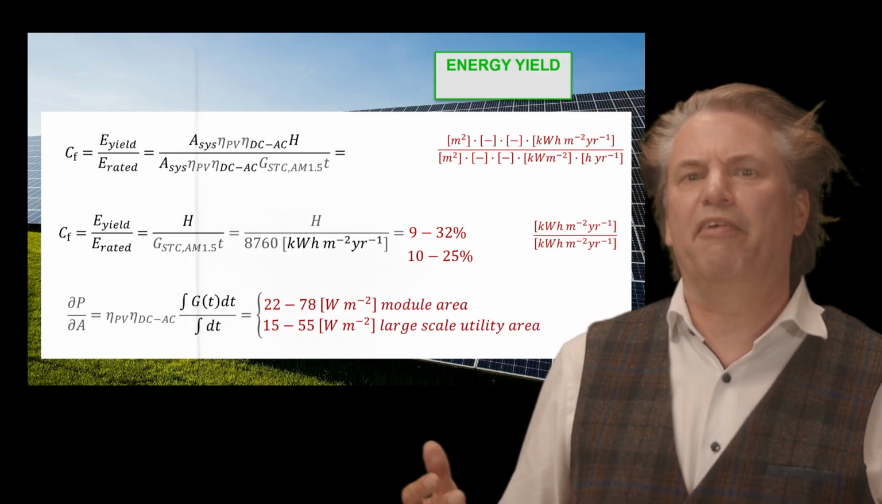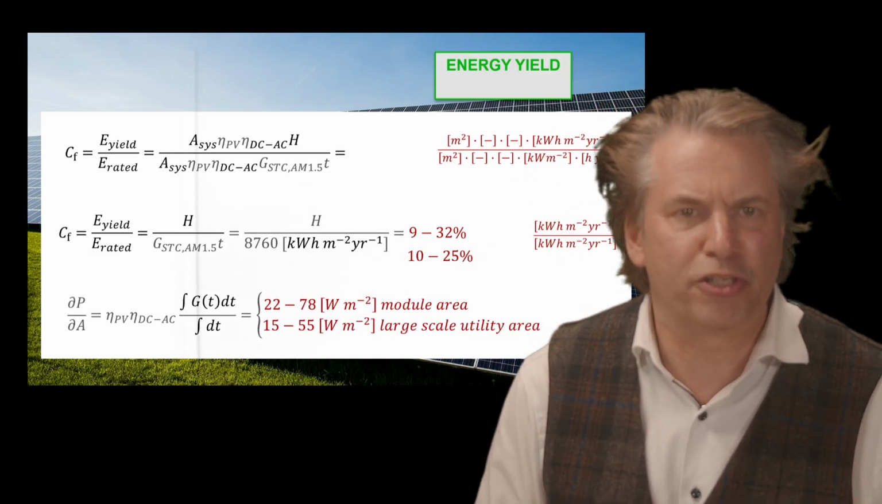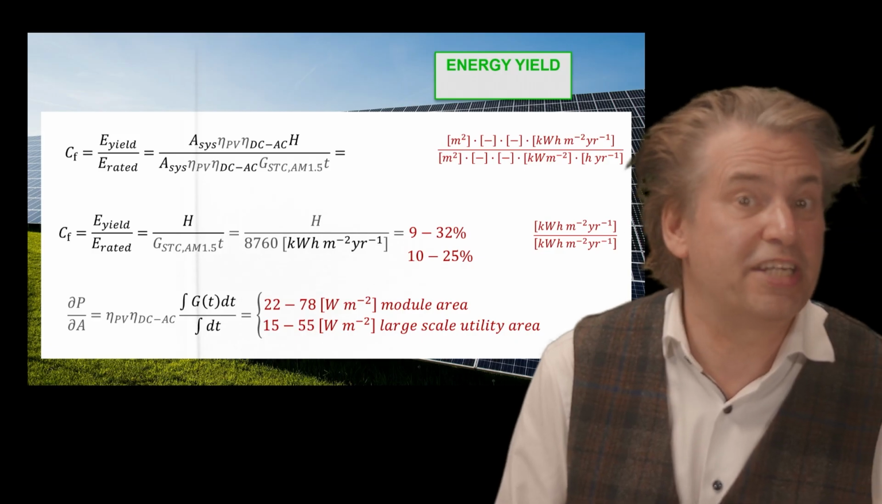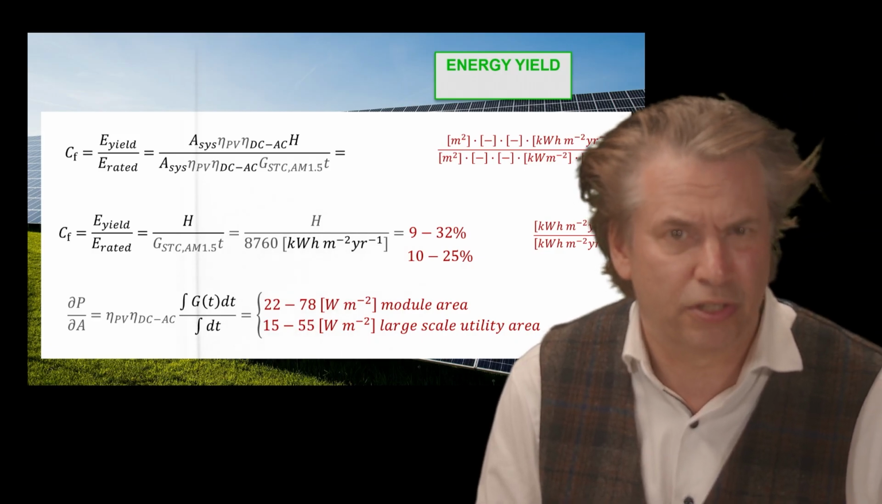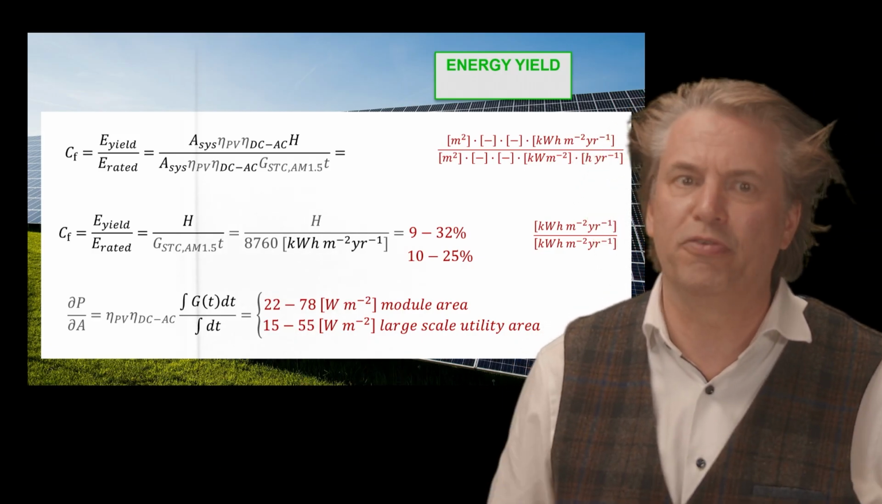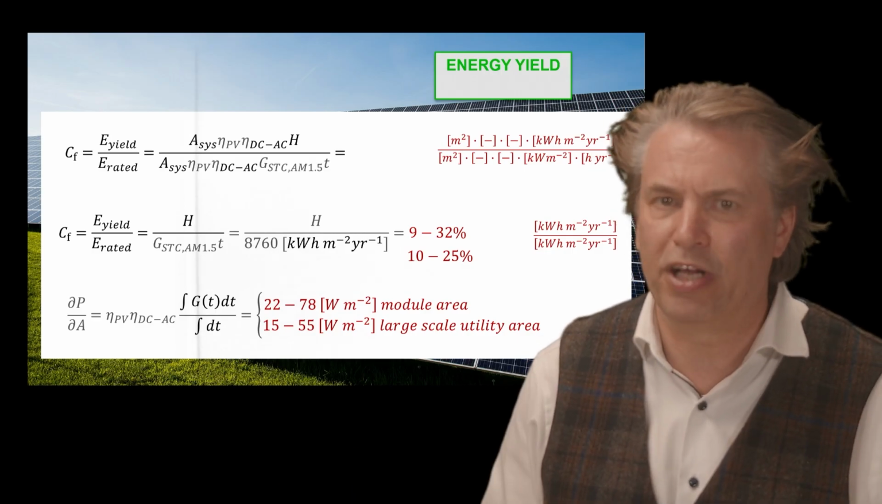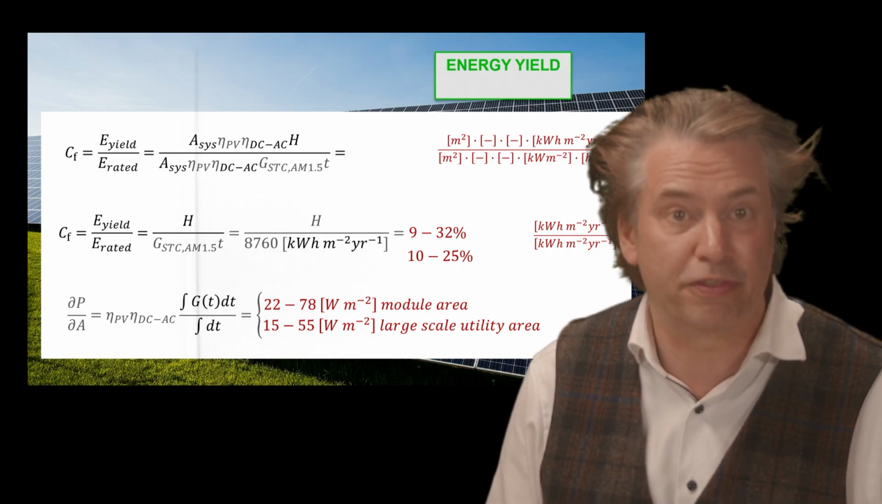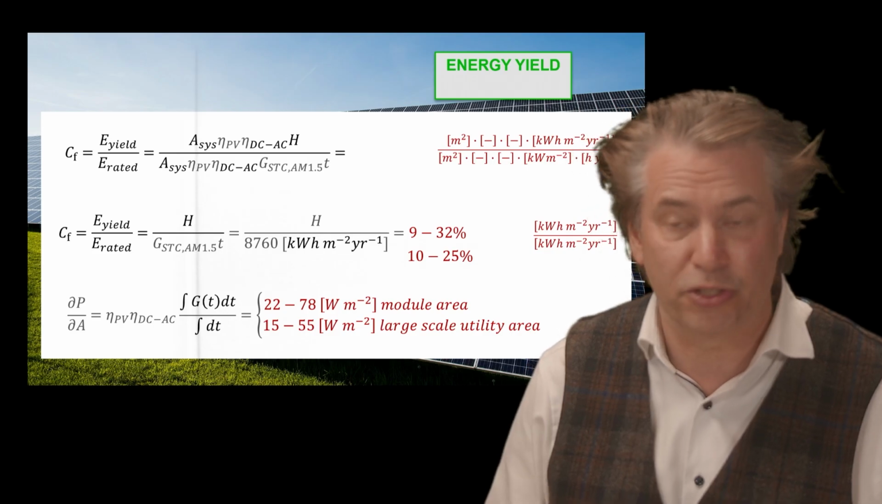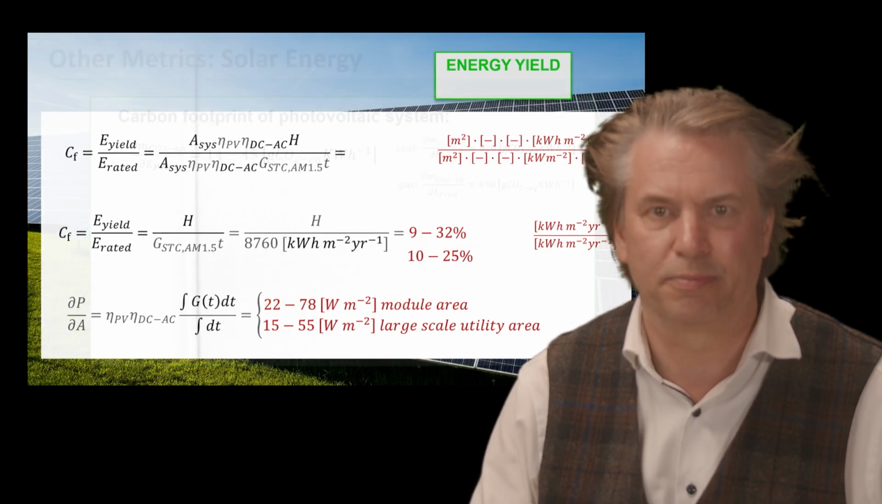The average areal power density of PV panels ranges from 22 to 78 watts per square meter. If we consider, for instance, large-scale utility PV, including the spacing between the modules, typical values of 15 up to even 55 watts per square meter can be obtained.